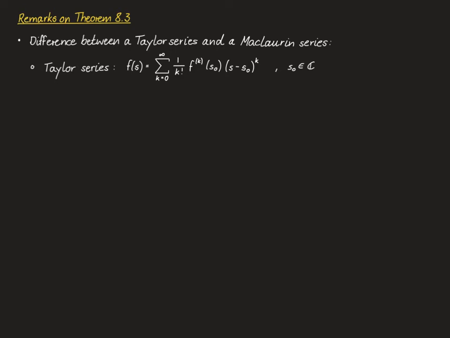For the Taylor series, the function value f of s is given as an infinite sum from k equals 0 to infinity of 1 over k factorial times the kth derivative of f at s naught times (s minus s naught) to the power k, where s naught is an arbitrary value in the complex plane C. The Maclaurin series, on the other hand, is just a special case of the Taylor series, where the center point s naught has to be chosen as the origin, so s naught equals 0.